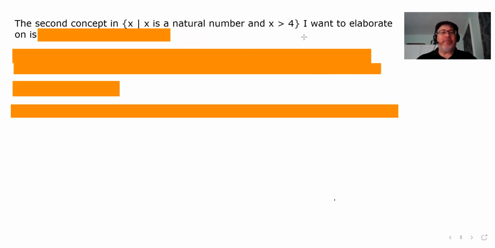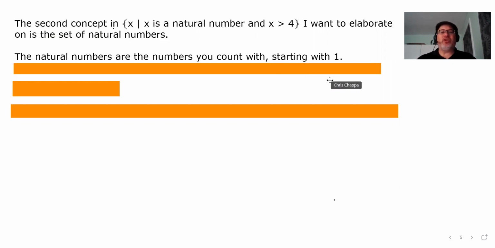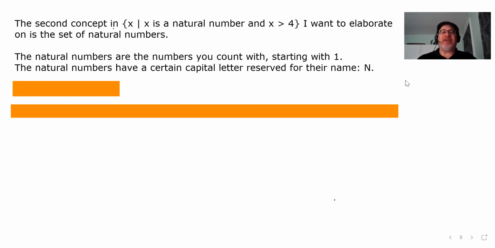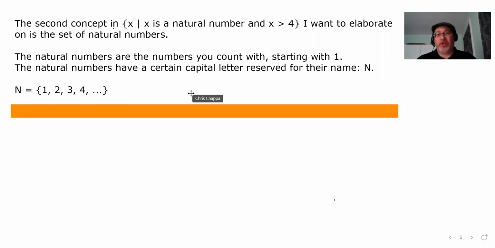The second concept in the set builder notation that I want to elaborate on is the set of natural numbers. Now, that's not just some random adjective that I threw out there. It is well defined. The natural numbers are the numbers you count with starting with 1. And the natural numbers have a certain capital letter reserved for their name, a capital N. So N, the set of natural numbers, is the set containing 1, 2, 3, 4, and so on forever.